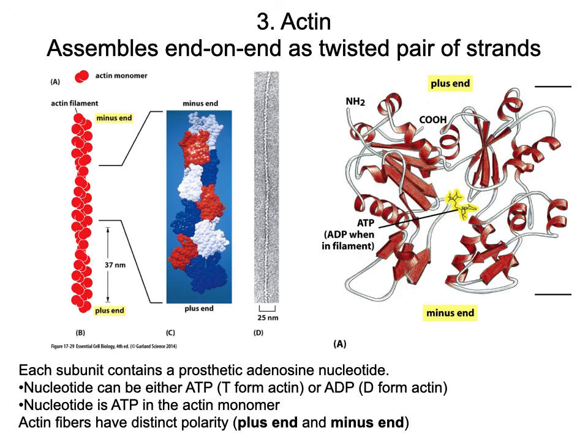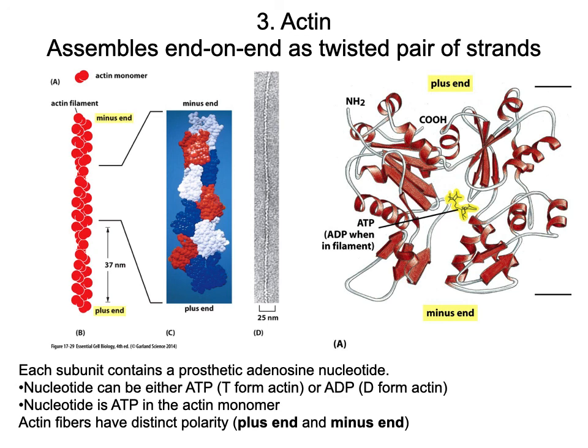So our last filament to talk about in the cytoskeleton is actin. The way actin is going to assemble is that the actin monomers are going to be added end on end, and this is done in kind of a twisting pairing of this.